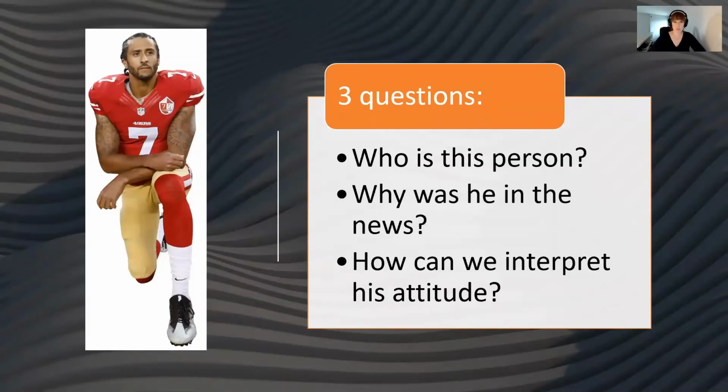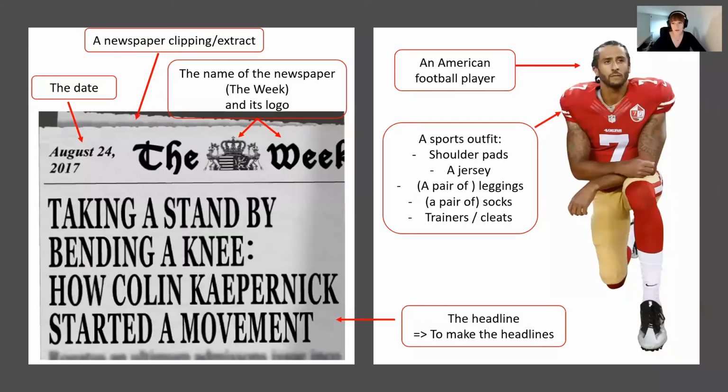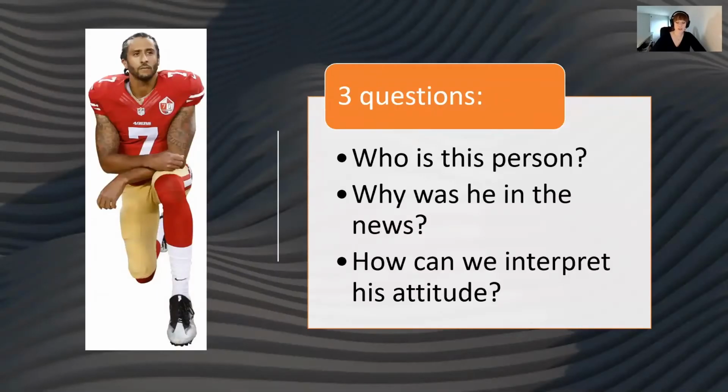So I have 3 questions. Who is this person? Why was he in the news? And how can we interpret his attitude? You see, he's not standing, he has a different body attitude. So first of all, who is this person? Well, if you look at the newspaper, he is probably Colin Kaepernick. Why was he in the news?